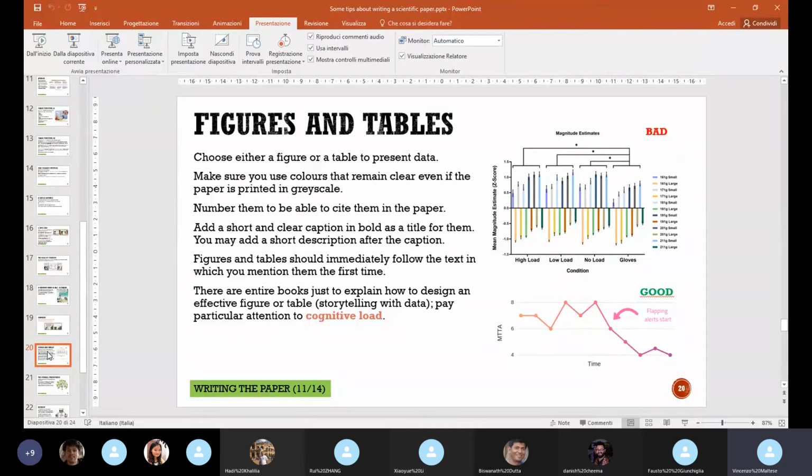Figures should always come up with a title in bold, maybe followed by a short description, which constitutes a caption. And the text describing the figure and the text which mentions the figure should be as close as possible to the figure, of course.